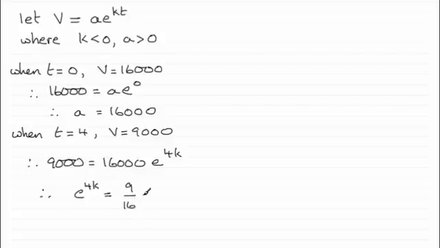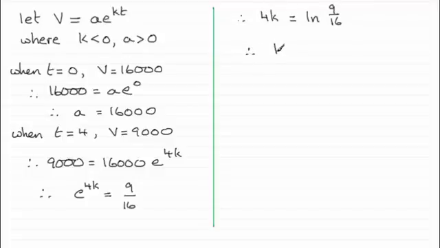Okay, so let's just come down this column here. Carrying on, if we take natural logs of both sides, we get 4k equals the natural log of 9 sixteenths. Now, I divide both sides by 4 and we end up with k equaling one quarter of the natural log of 9 sixteenths. Now I could leave it like that as an exact value, that's up to you. If you do carry on and work it out on your calculator, you'll see that k turns out to be a negative value as we would expect.